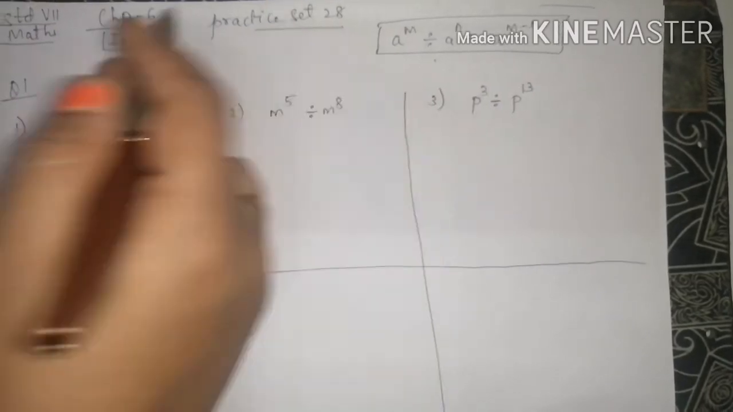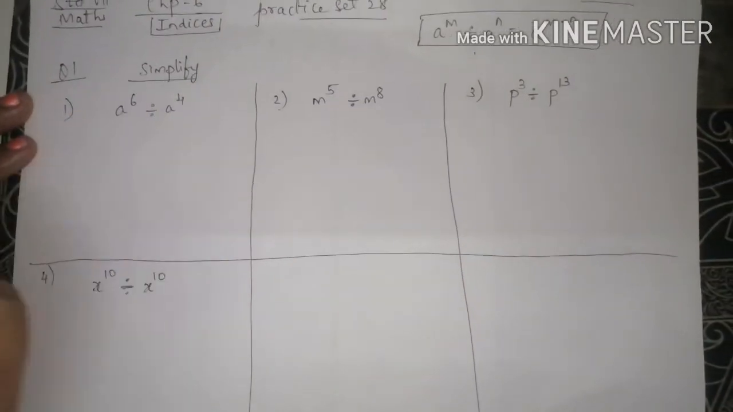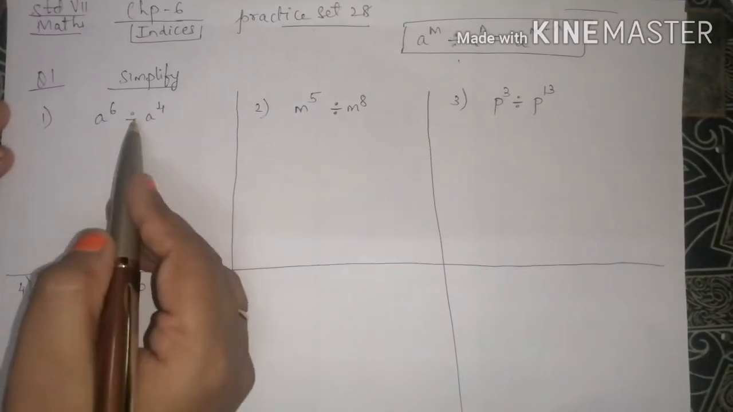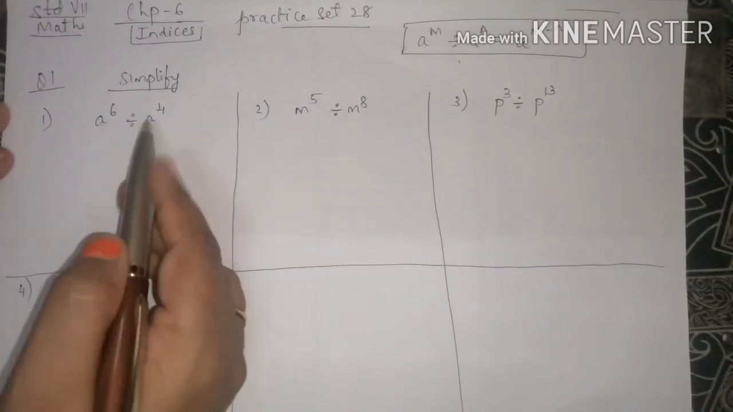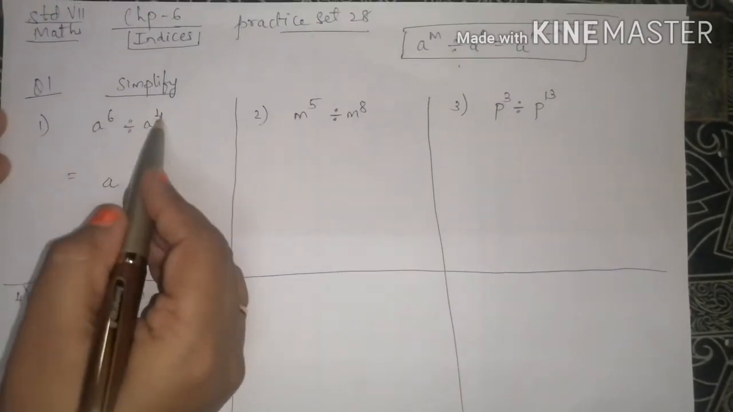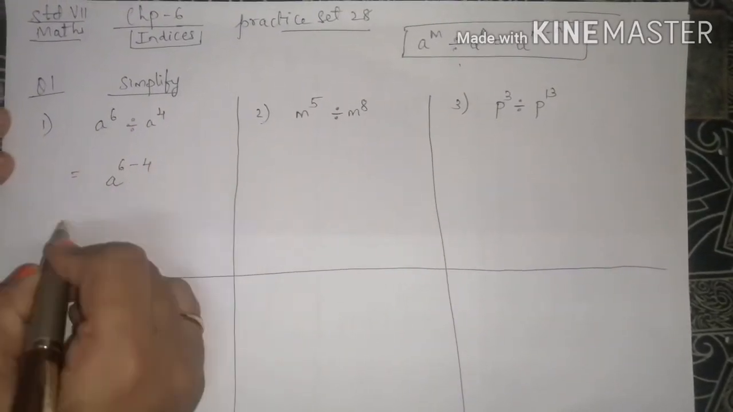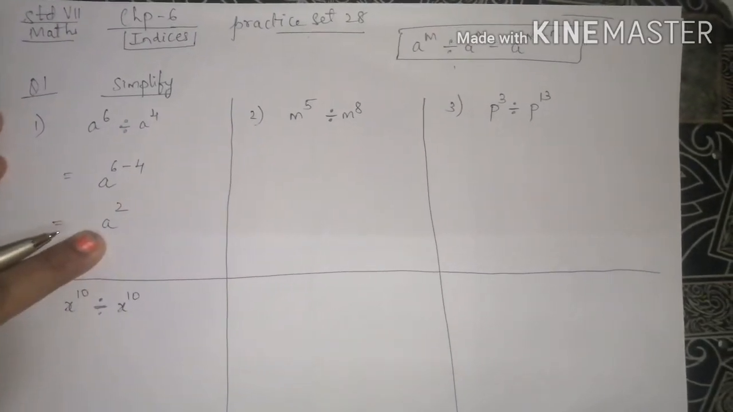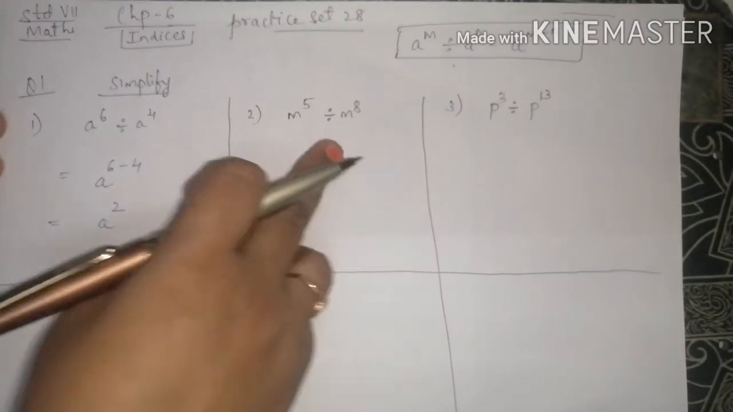Practice set 28. See the question number 1, simplify. First one, a raised to 6 divide a raised to 4. So here is a division, base is same, a. So write the base a one time, then subtract the powers, 6 minus 4. So a raised to 6 minus 4 is what? 2. So what is the answer? a raised to 2.